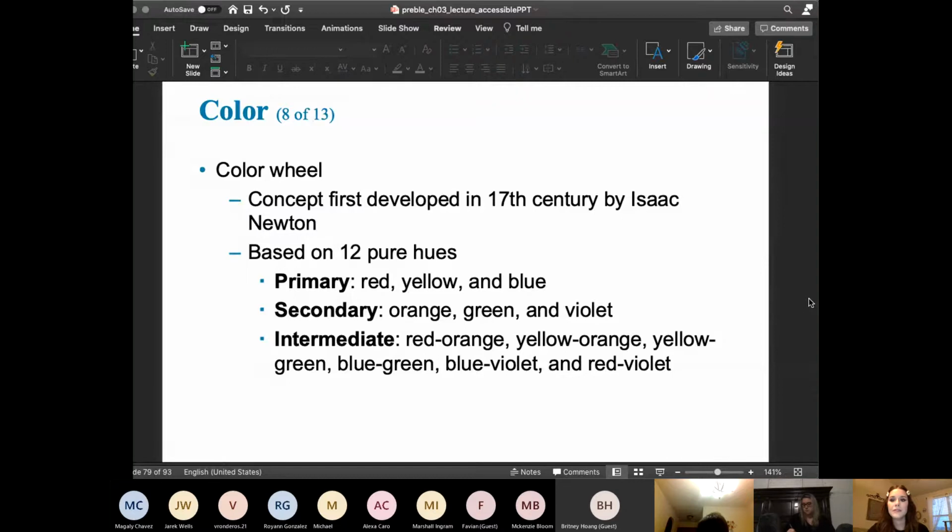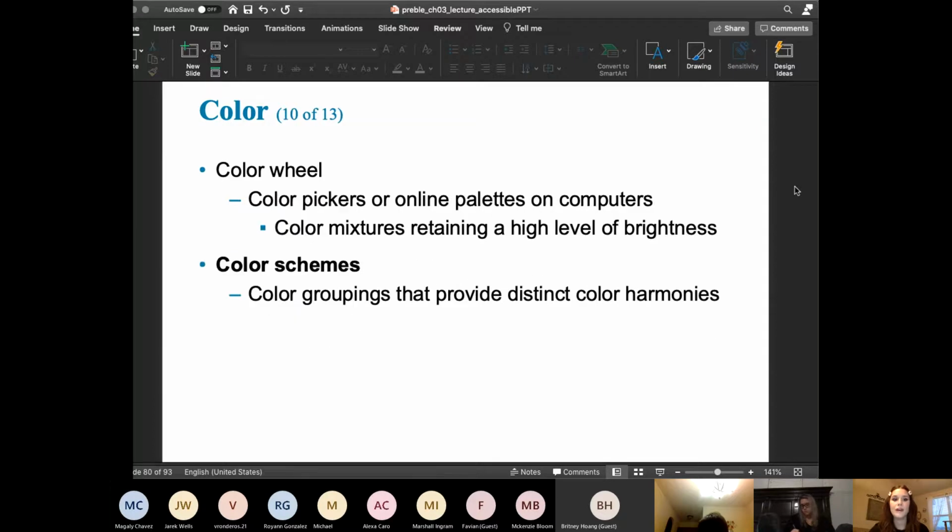And the reason why we start off on the color wheel discussing primary, secondary, and intermediate colors is because certain colors complement each other very well, meaning they work together. That is called a color scheme. Those are groupings of color that have distinct harmonies.